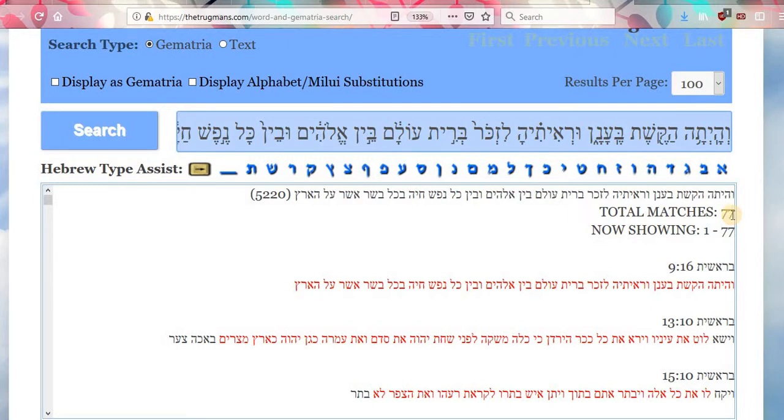Interesting. So the Hebrew scriptures are full of these types of statistical coincidences in the data.